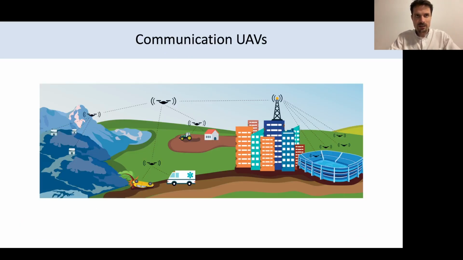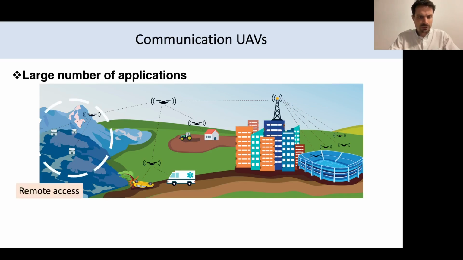So, what are communication UAVs? A communication UAV is nothing but a UAV with a communication module. This allows them to serve a large range of users, from terrestrial users to aerial users, such as other drones, mobile users, static users, and they find a wide range of applications.